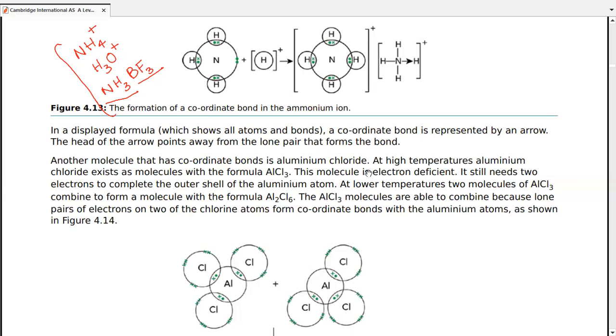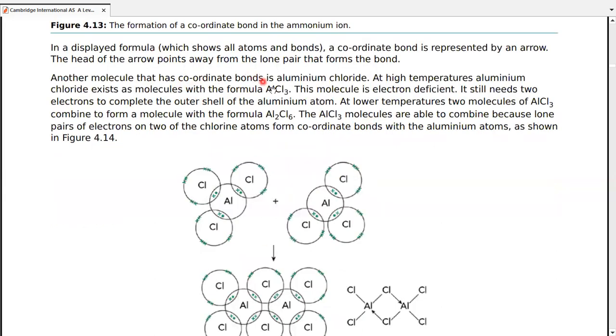Another molecule that has coordinate bonds is aluminum chloride at high temperatures, and let me tell you, the formula of aluminum chloride you have been studying is AlCl3.